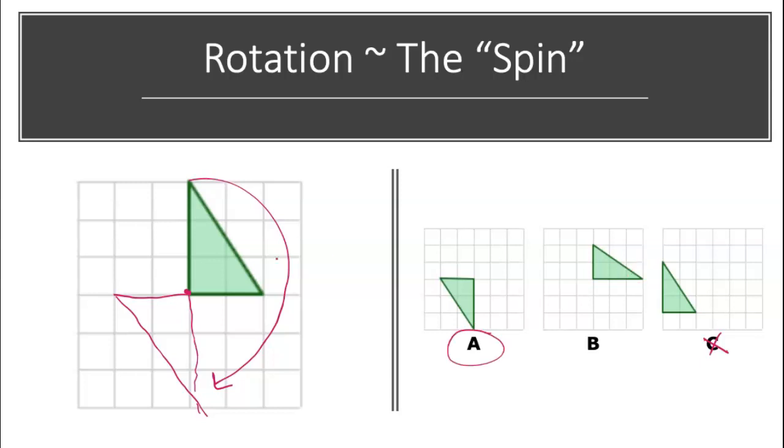And if you're thinking, why not B? If I was to rotate this or lay it down flat, it would actually face the other direction. So it's not B, it's A.